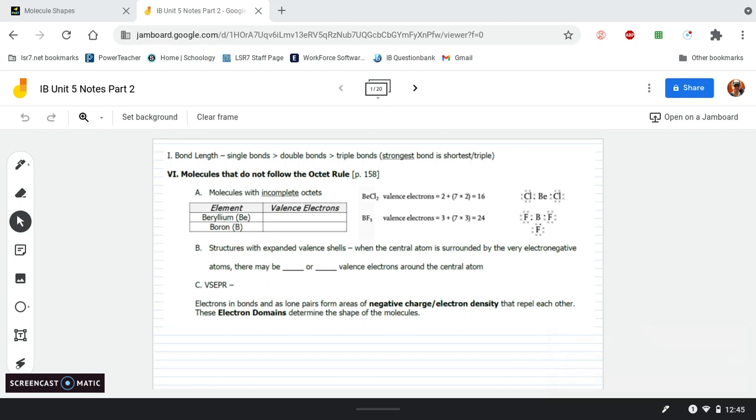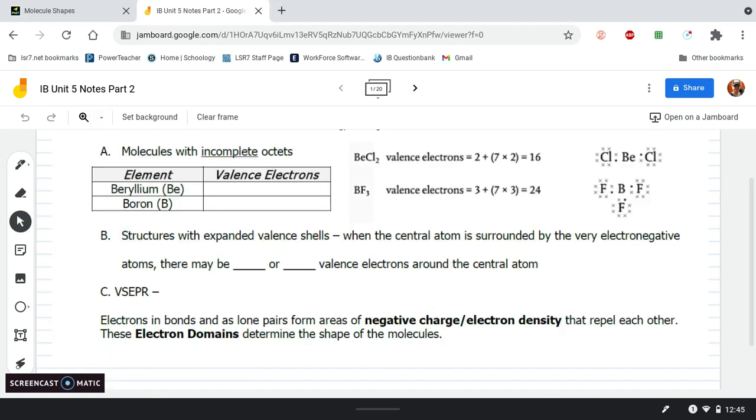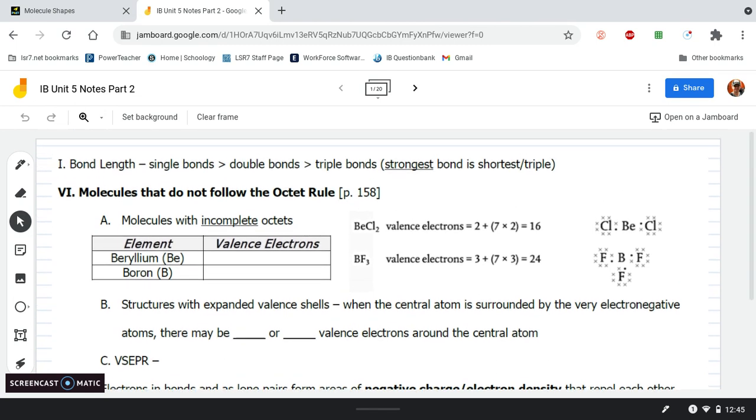Okay, we are moving on, and we're going to start looking at shapes. So tetrahedral and bent and stuff that hopefully you learned before, but maybe not. So we'll look at molecules and their shapes. We're going to go through that, and we'll talk about things that don't follow the octet rule.